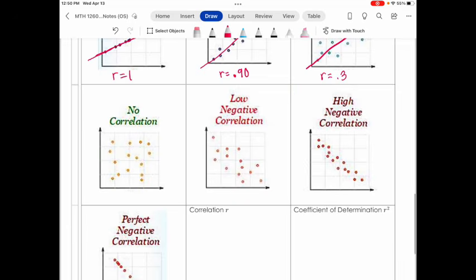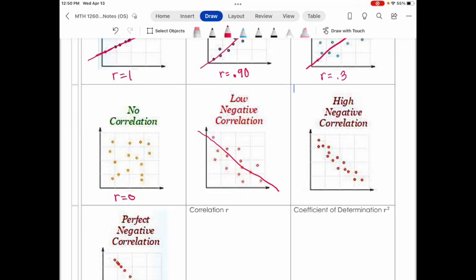If you have no correlation, that means you can't imagine any kind of line passing or coming close to all those points. When there's no correlation, your value of R is going to be 0. This example here is a low correlation, so the points are pretty spread out, but I can still imagine a line that comes through those points. And because the line is going down left to right, it's going to be a negative correlation.